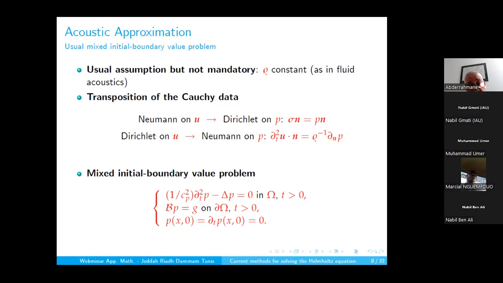A lot of work has been devoted to solving this equation by a time marching method. That is, you take a time grid, and then from the initial condition, you solve step by step this time domain equation.